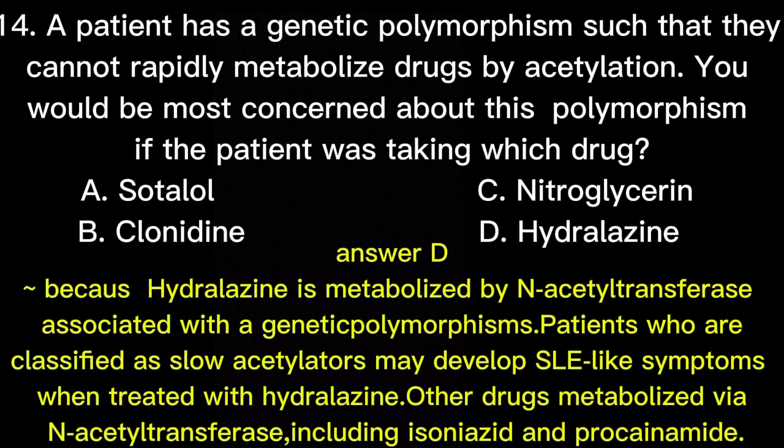Associated with genetic polymorphisms, patients who are classified as slow acetylators may develop SLE-like symptoms when treated with hydralazine, and with other drugs metabolized via N-acetyltransferase, including isoniazid and procainamide.